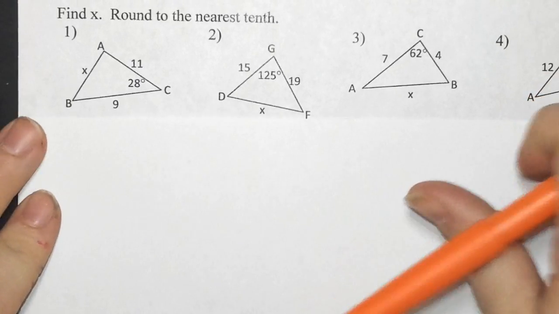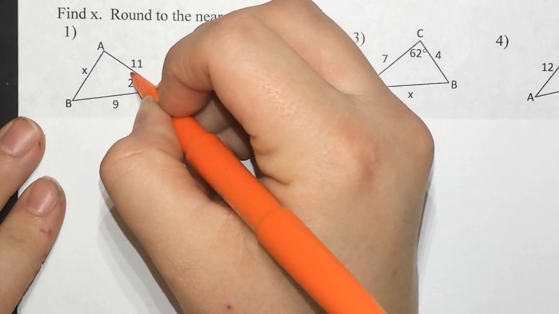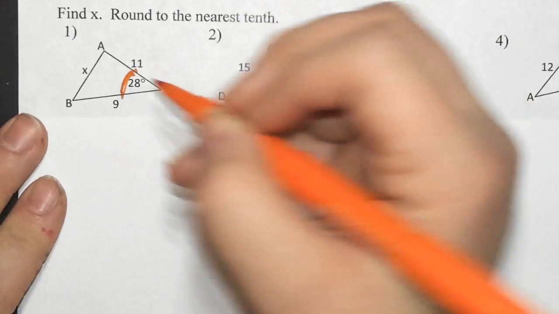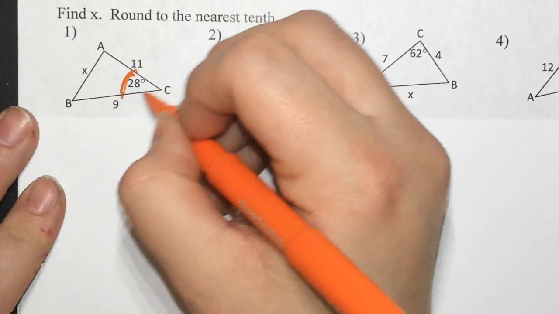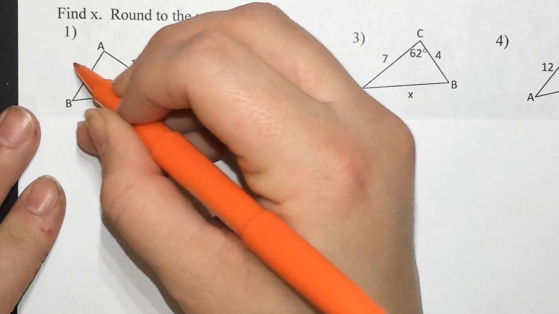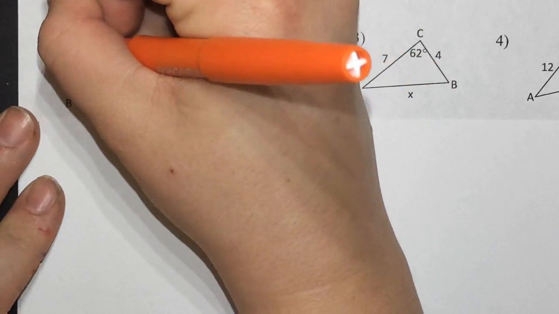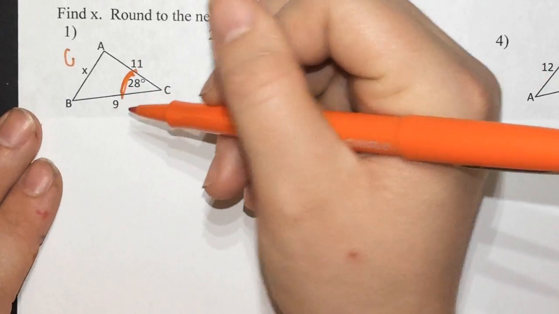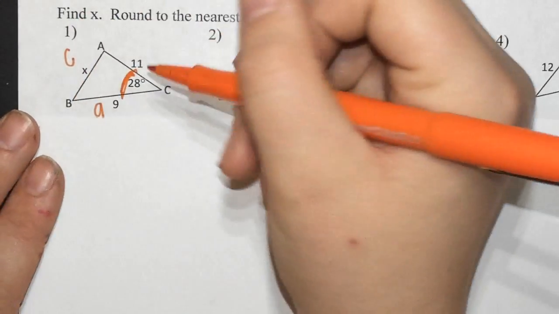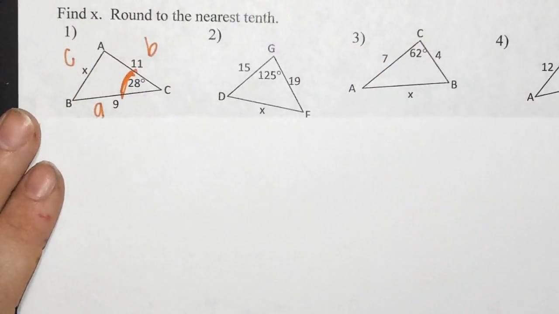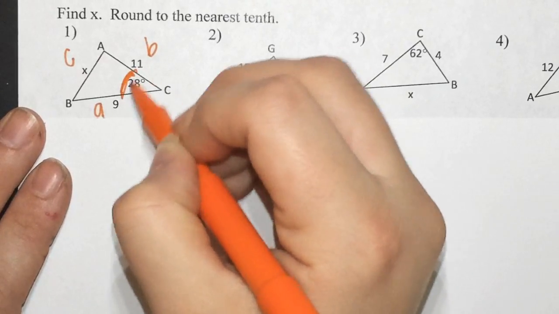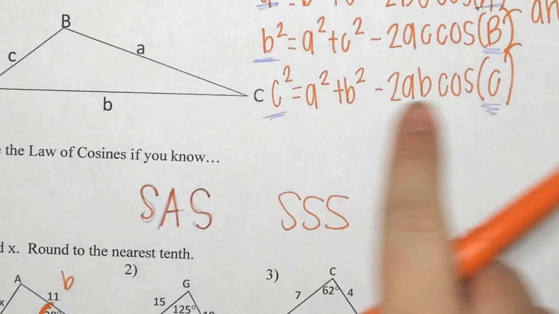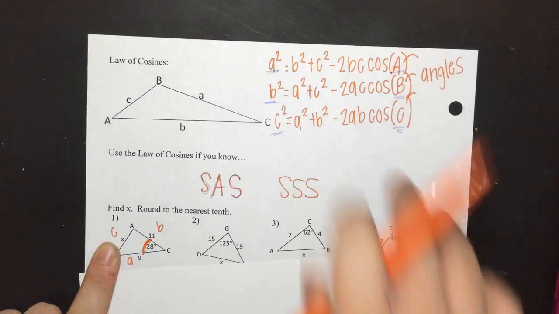So for number one, angle C, which is right here, is 28. So I'm trying to find whatever angle this is, which is C, across from it is side C. So this is side C. 9 is what side? A. And 11 is B. So here's the thing. If we know 28 and we are solving for C, I have to use this formula. I have to use the one that starts with C.